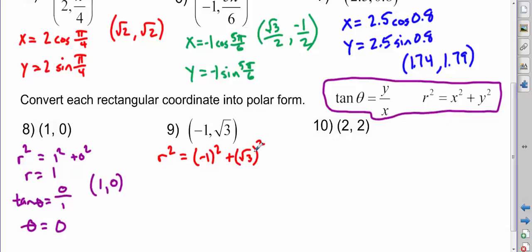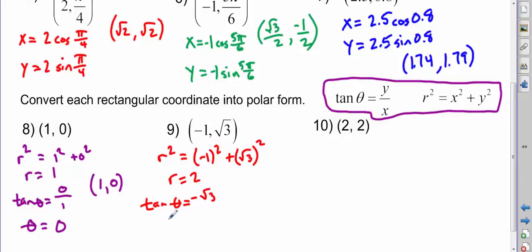This is 1, this is 3. Square root of 4 we know is 2. And then our angle, tangent of theta, would be square root of 3 over negative 1, which we could write as just negative square root of 3.